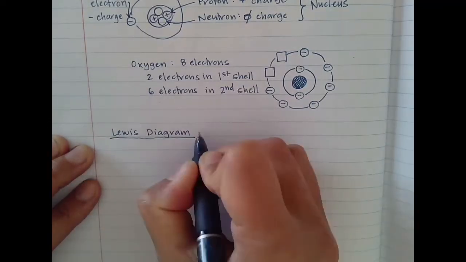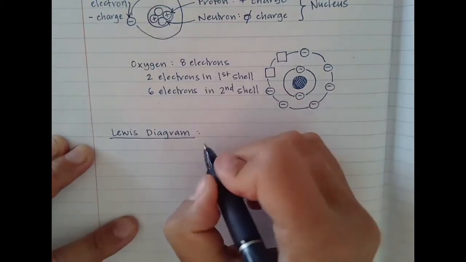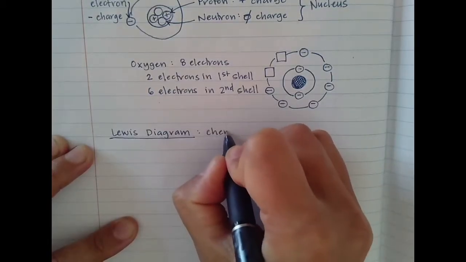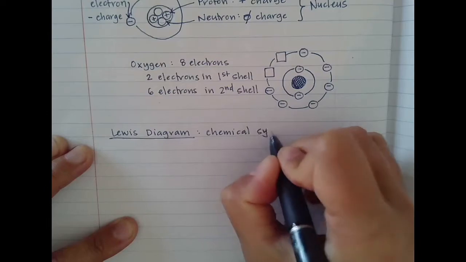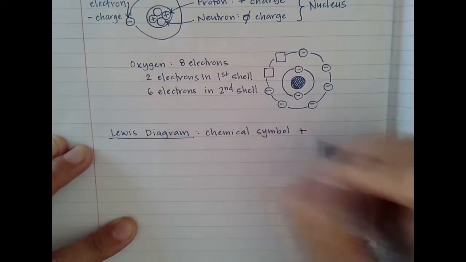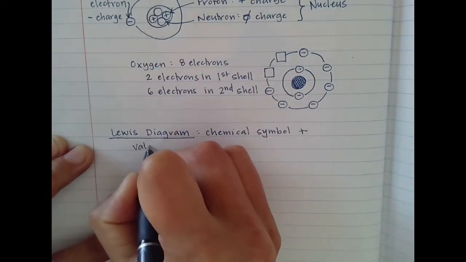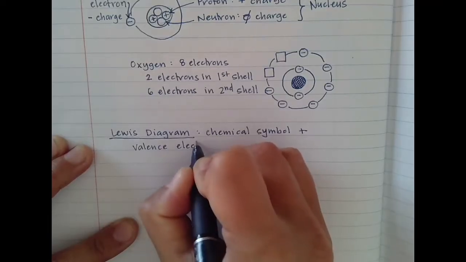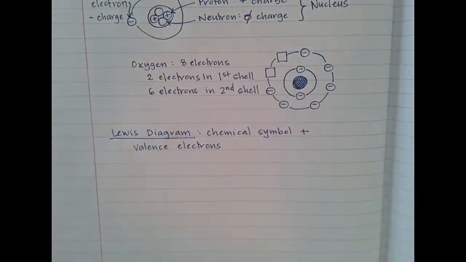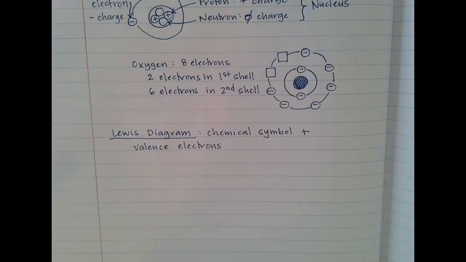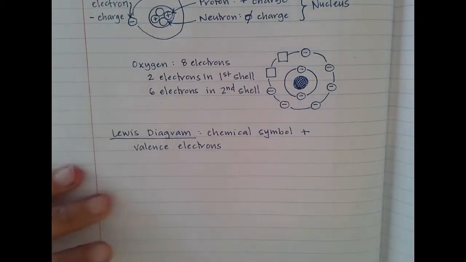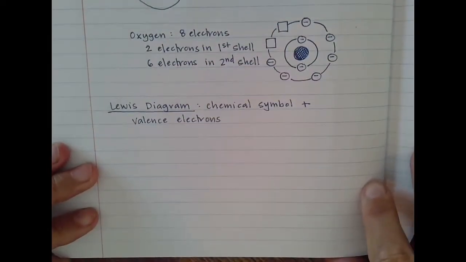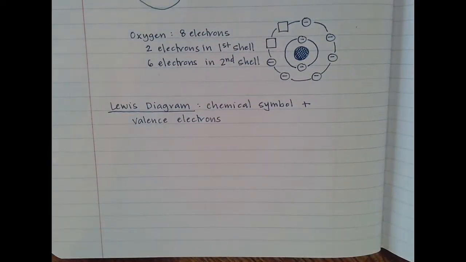And a Lewis diagram is a way to show the chemical symbol plus the valence electrons. And this is going to show us what the atoms look like in terms of the important structures in them, the number of electrons, how many open spaces there are, and the chemical symbol so that we know what atom or element we are looking at. So we're going to need to know how to draw these Lewis diagrams.